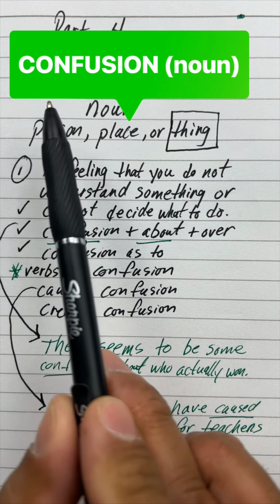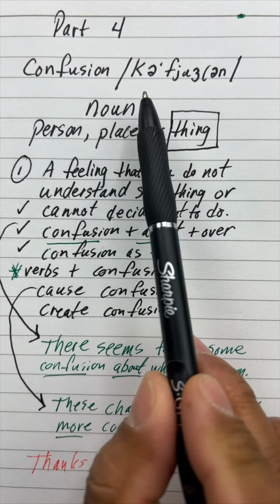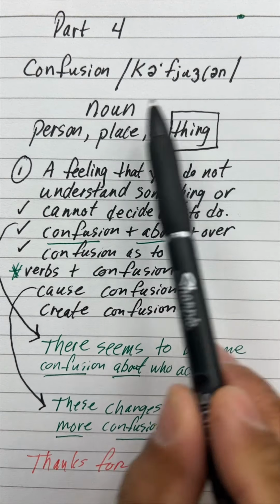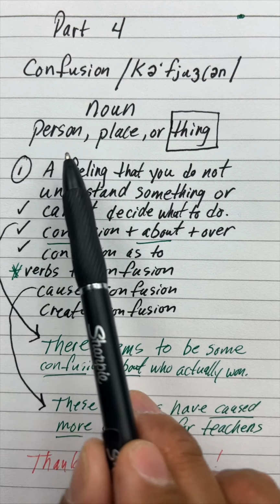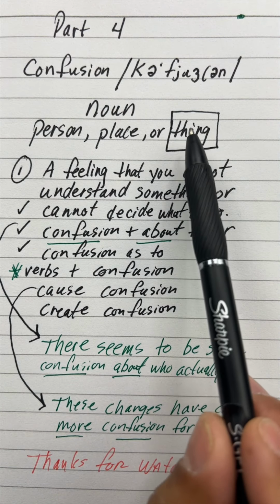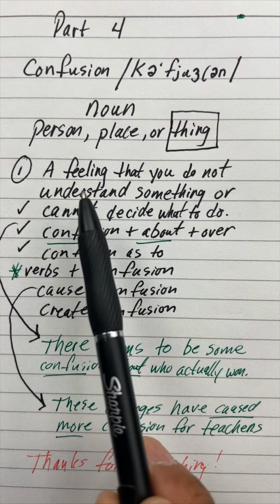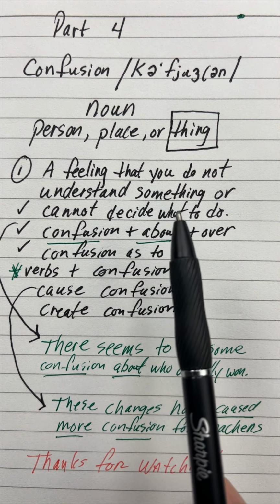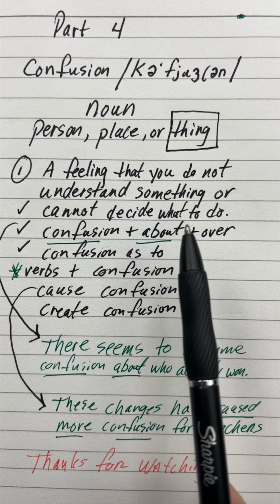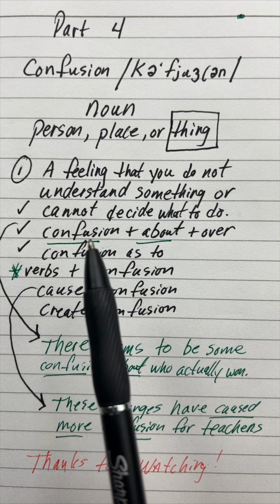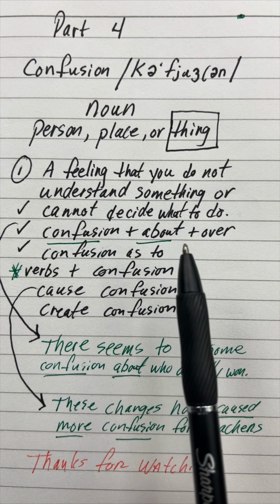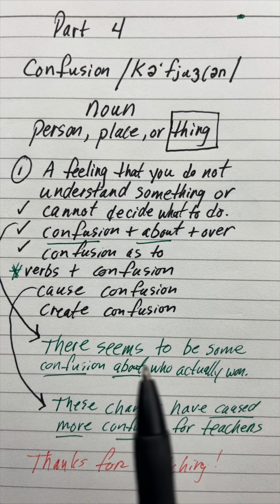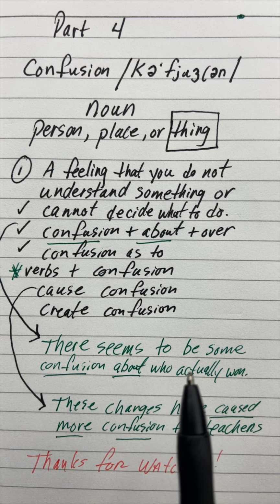And finally, this is part 4, confusion. Confusion. Practice saying it. Confusion. Noun. Remember, a noun is a person, place, or thing. This is a thing. A feeling. Confusion is a feeling that you do not understand something or cannot decide what to do. We usually use confusion about or confusion over something. For example, there seems to be some confusion about who actually won.